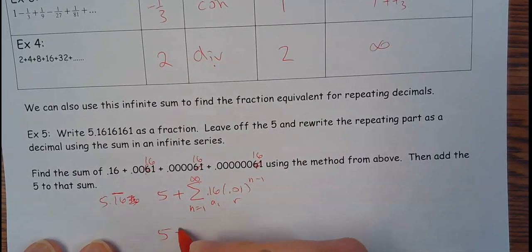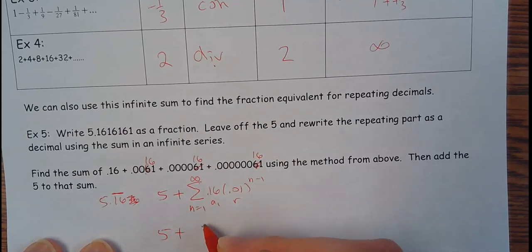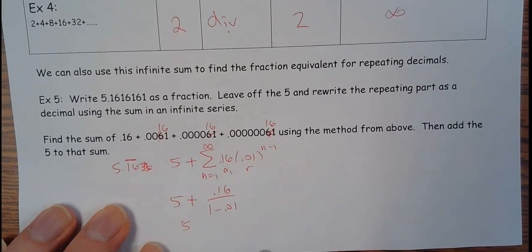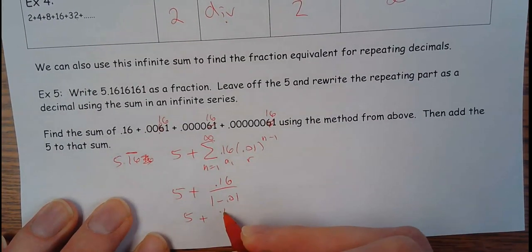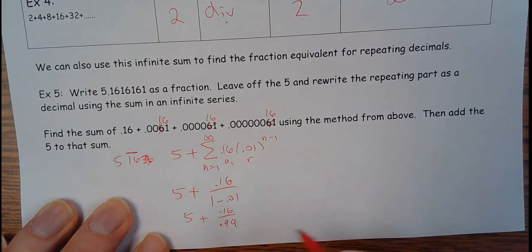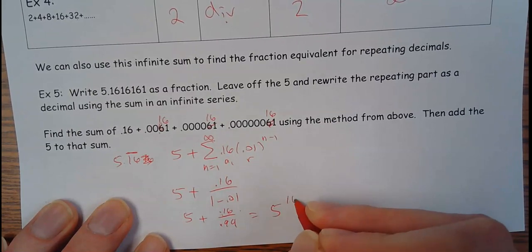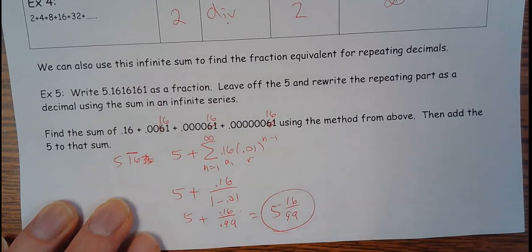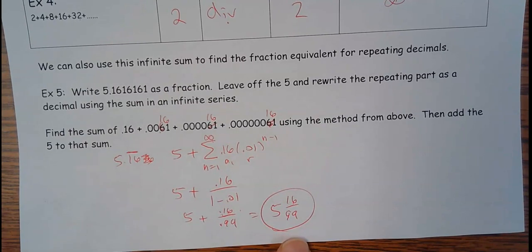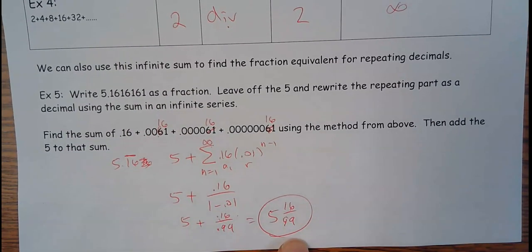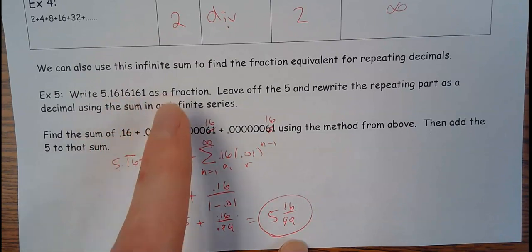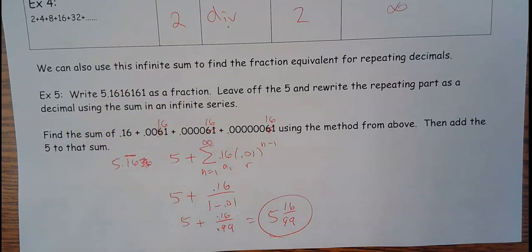So I got 5 plus 0.16 over 1 minus 0.01. That's going to be 5 plus 0.16 divided by 0.99. Now 0.16 divided by 0.99, if I move the decimal over twice on those, that's just 5 and 16/99. If you type this in the calculator, take 16 divided by 99, you'll get 0.161616, and you find out pretty quick what the fraction was.